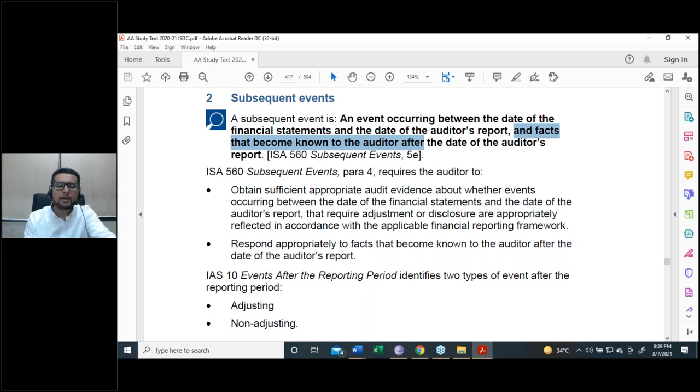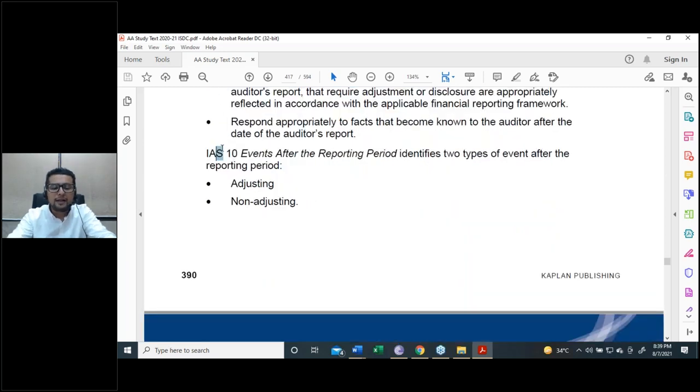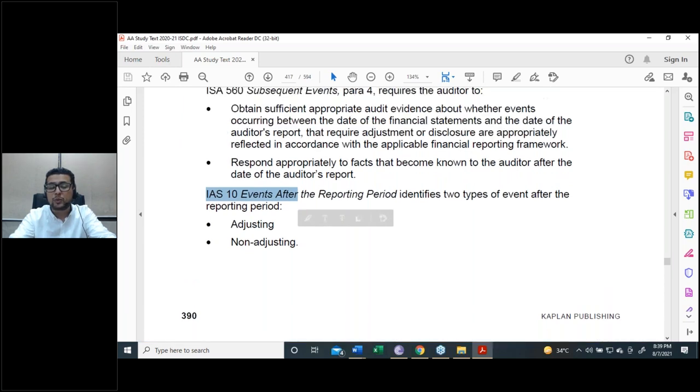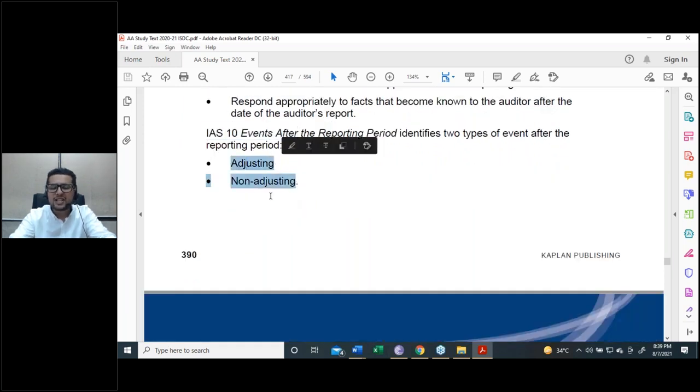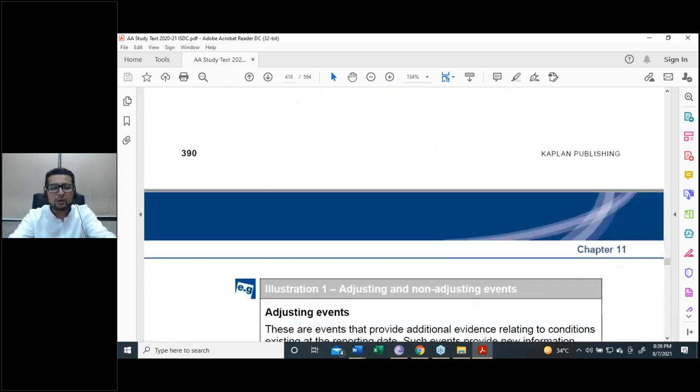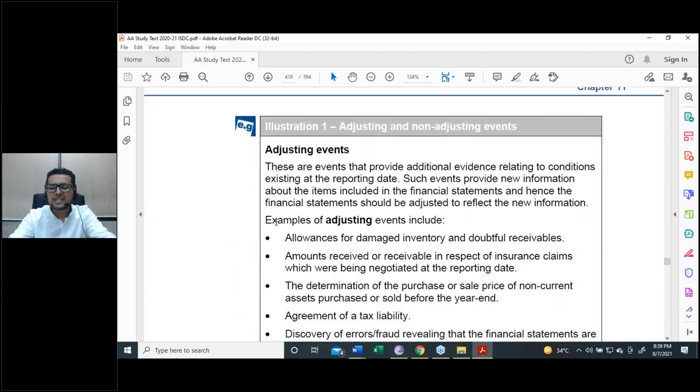The accounting treatment is always taught by the accounting standard, not by the auditing standard. So accounting standard IAS 10, which is called events after the reporting period, identifies two types of subsequent events. Number one, adjusting event. Number two, non-adjusting event. Now the question is, what is an adjusting event? An adjusting event is an event which has some kind of condition, some kind of evidence at the reporting date. So if there were some kind of evidence or conditions present at the reporting date, that event turns out to be an adjusting event.